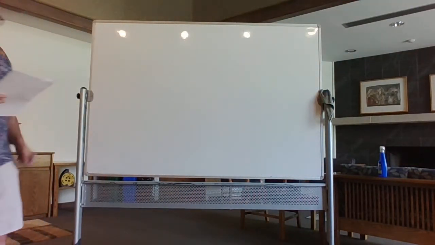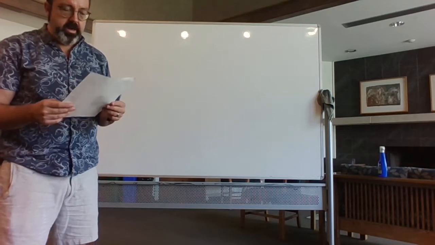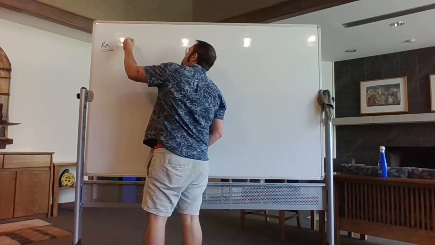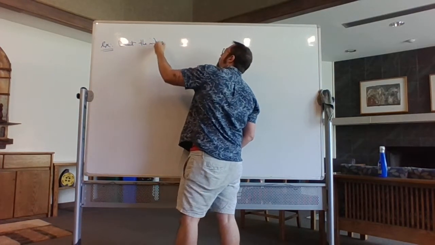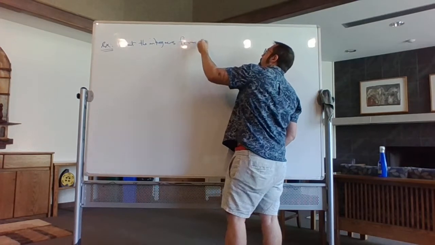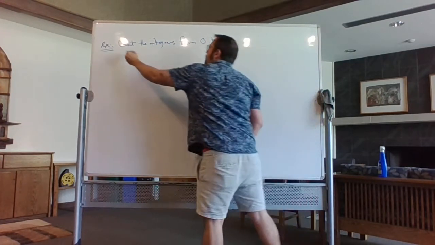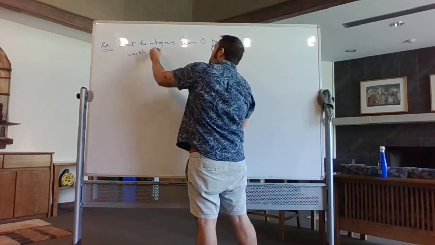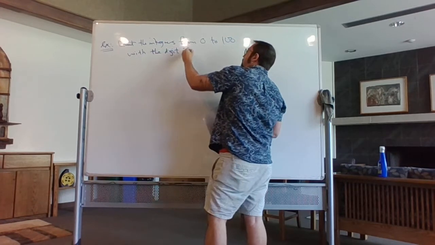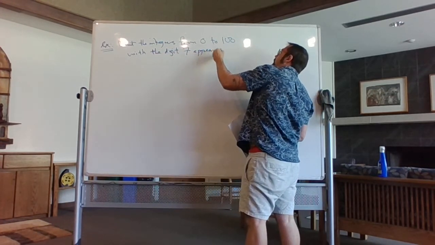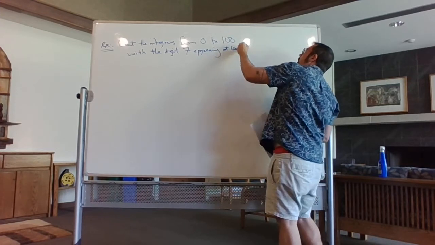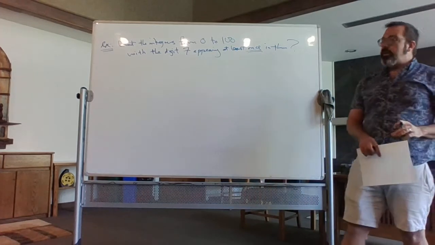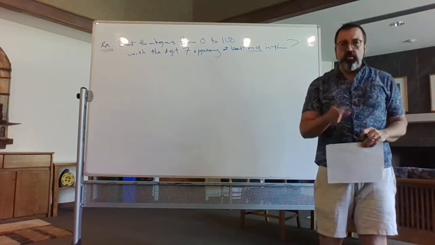Okay. So how many integers are there between 0 and 100? Here's an example. Count the integers from 0 to 100 with the digit 7 appearing at least once in them. How many integers are there between 0 and 100 that have at least one 7?